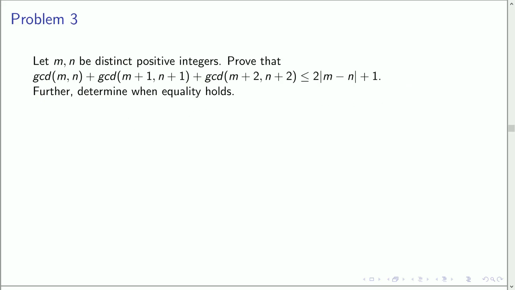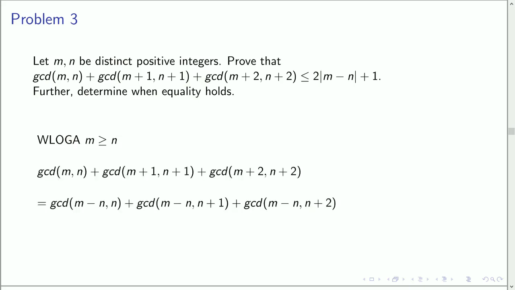Okay, since this expression is symmetric in m and n, we can assume without loss of generality that m is greater than or equal to n. Then this expression basically becomes GCD of (m, n) plus GCD of (m+1, n+1) plus GCD of (m+2, n+2). What is GCD of (m, n)? It will be the same as GCD of (m minus n, n). And why is that? Because the GCD will divide any linear combination of these two numbers.